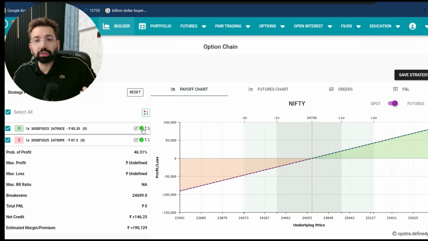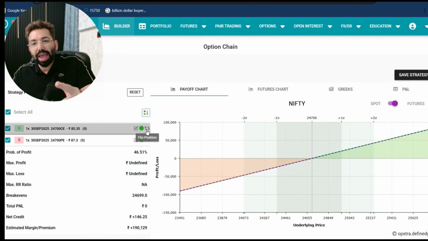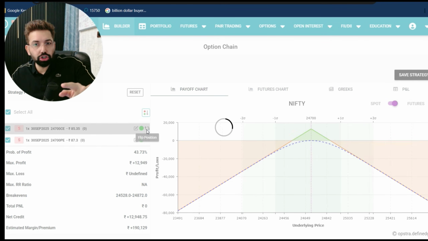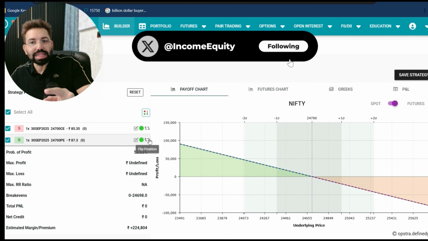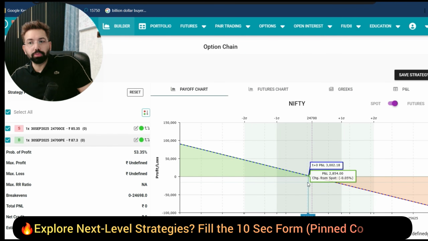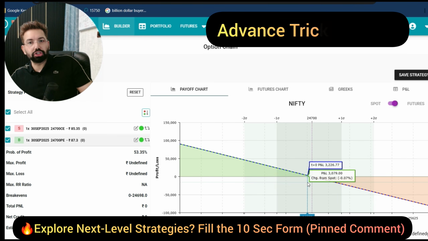If we have to short the future, then what do we do? We do the exact opposite of it. That means in this situation, we're gonna short the call and we're gonna long the put. So it becomes a short future trade for us.